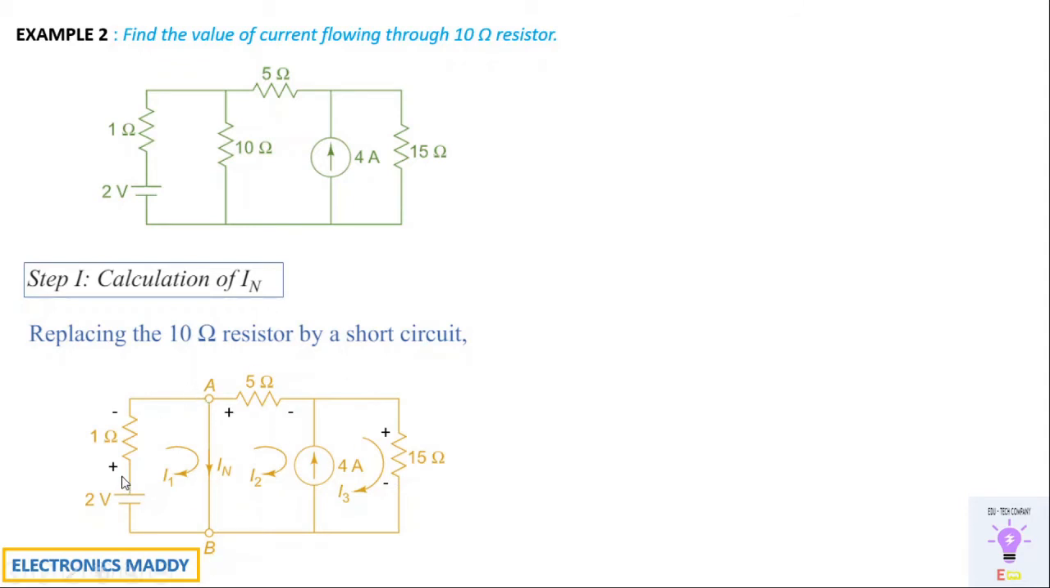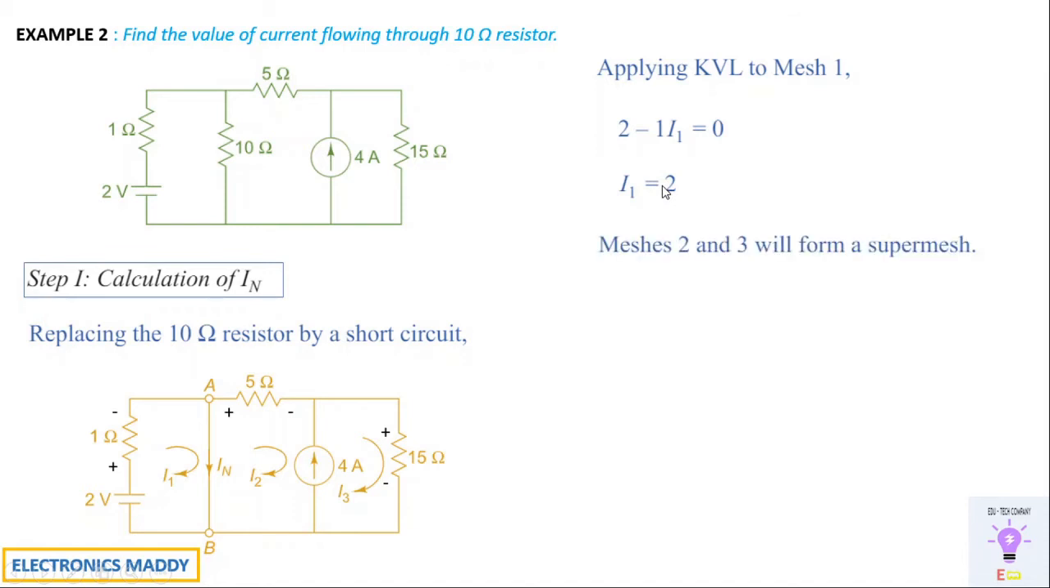Now I've indicated the directions and the plus and minus signs with respect to each of the components. According to our convention, we'll be applying KVL to mesh 1. With respect to mesh 1, it is entering at minus and leaving at plus, so we'll write plus 2 volt, and again it is entering at plus and leaving at minus, so we'll write minus 1 into I1, that is equal to 0, because there are no branch elements with respect to point AB, because it is a short circuit. Now I will get the value of I1, that is equal to 2 amps.